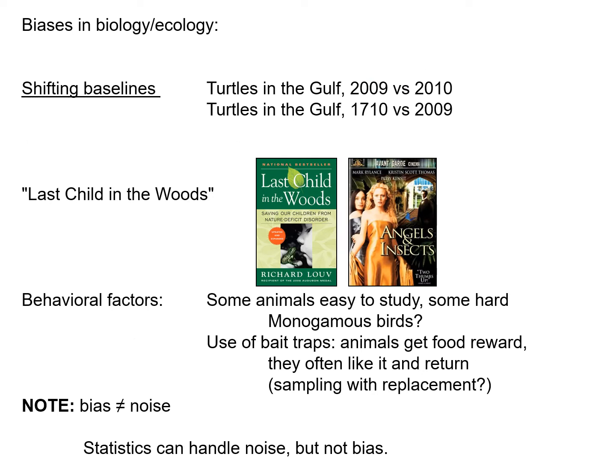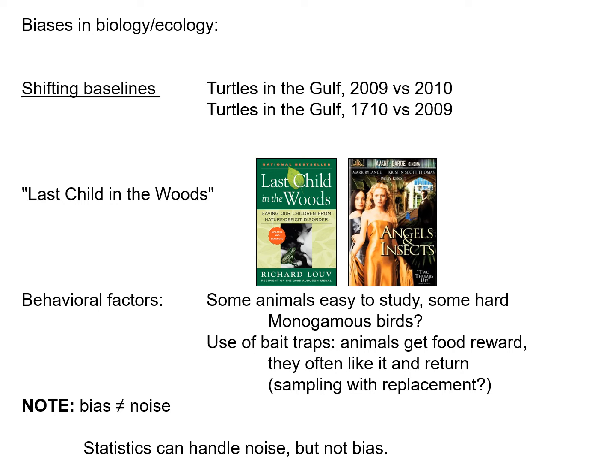Let's quickly look at a few more biases in biology and ecology. So one kind of conceptual bias is shifting baselines. So if we think about how many sea turtles are in the Gulf of Mexico, the number in 2009 versus the number in 2010, that number went way down, right? The Deepwater Horizon spill killed a bunch of them. But even then, we're thinking 2009 is the normal number, but back in 1710, when people from Europe first arrived in the Gulf, there are ship's logs of the captains at the time that talk about the waters being so full of sea turtles that you could hop off the boat and walk to shore on the backs of all those sea turtles.